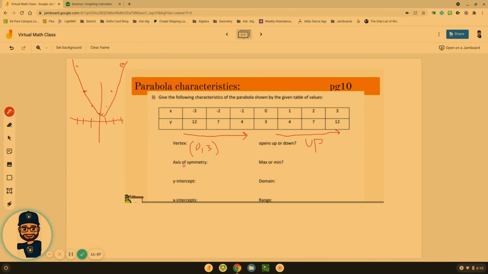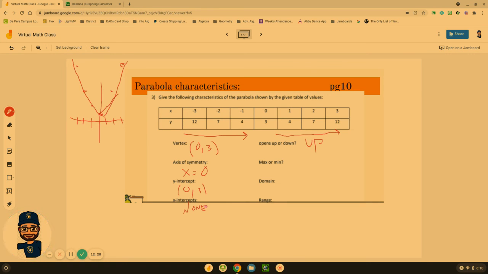What's the axis of symmetry? X equals 0. It's got to go through the x coordinate. What's the y-intercept? Well, the graph touches right there. My picture is probably a little bit inaccurate, but it's at the point 0, 3. It's the same as the vertex, ironically. What are the x-intercepts? Does this graph cross the x-axis? No. So we say there are none. No x-intercepts. None. Because it doesn't cross the x-axis.